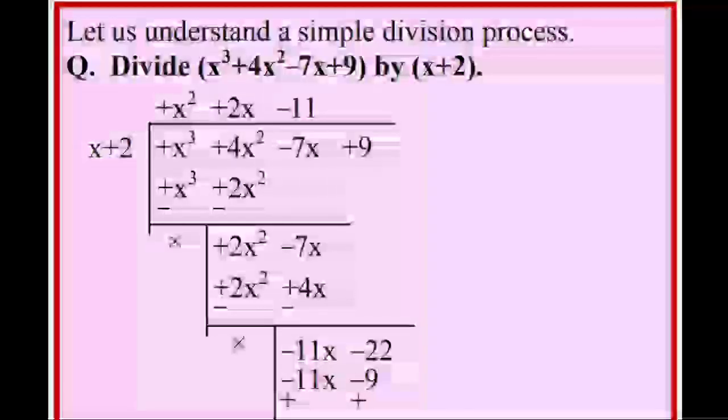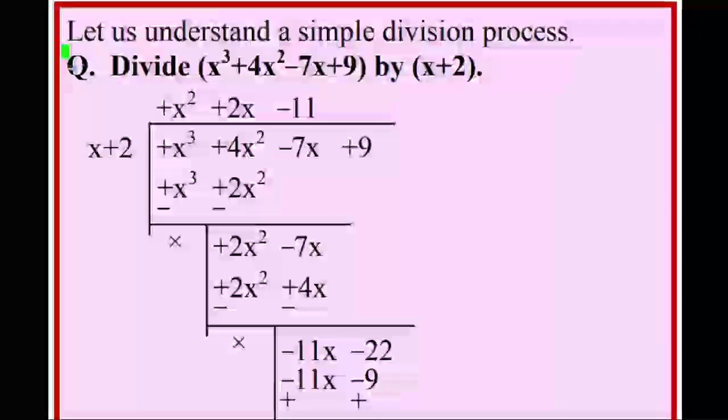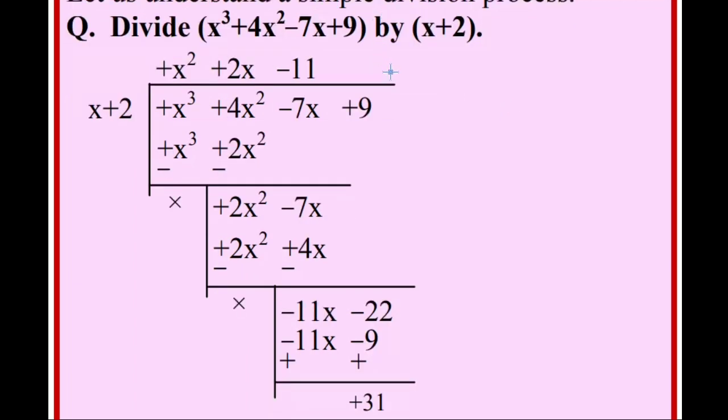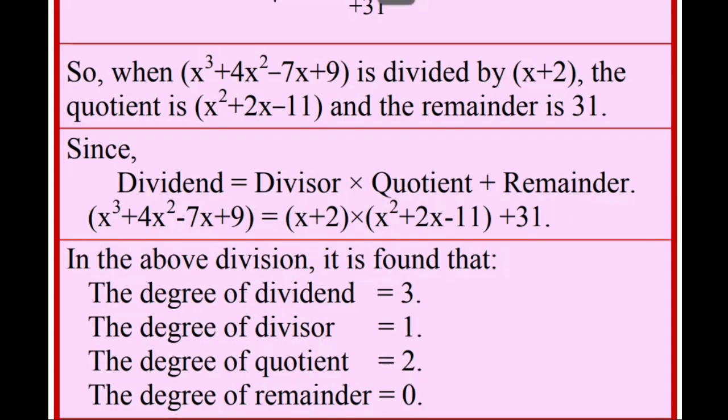Here I start the chapter, but before we start, I show you some simple algebraic division which you have done in lower classes. In this division, we find that the quotient obtained is x square plus 2x minus 11 and the remainder obtained is 31. This simple algebraic division I performed for a special purpose.